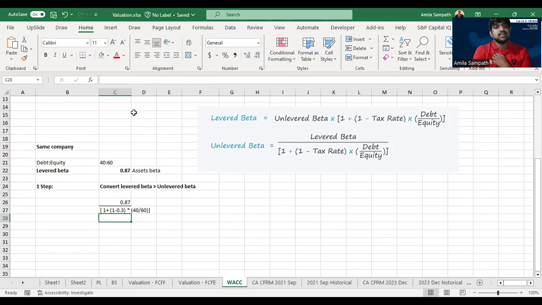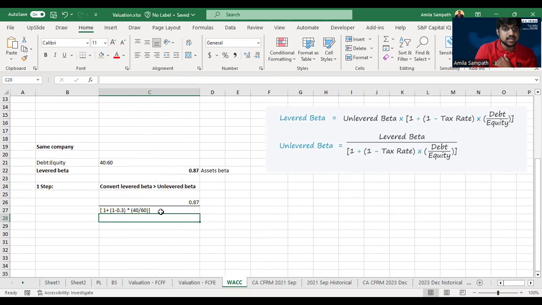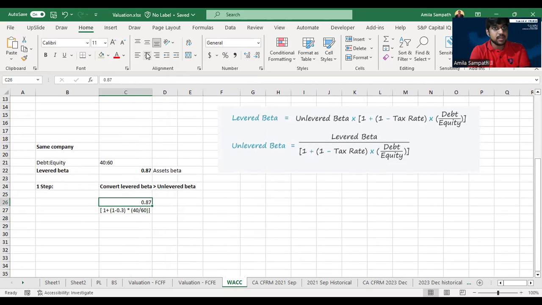Then we can get our unlevered beta for this comparable company. Let us assume this comparable company is X, Y, Z. Then we can get the unlevered beta for X, Y, Z based on this calculation: 0.87 divided by 1 plus (1 minus 0.3) multiplied by our debt to equity ratio of 40 to 60. Then convert levered beta into the unlevered beta.